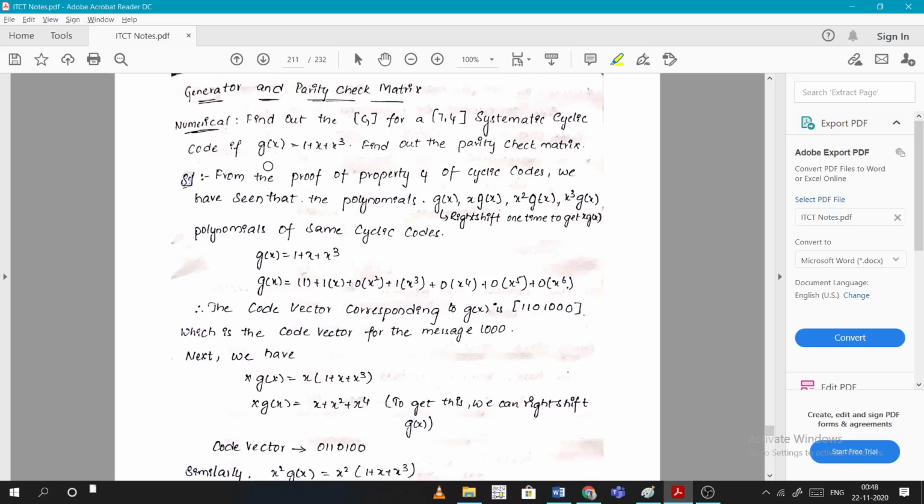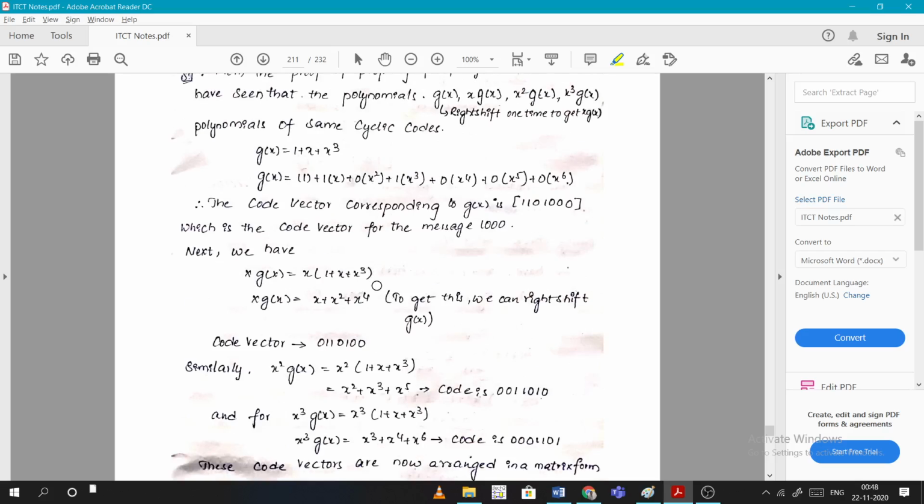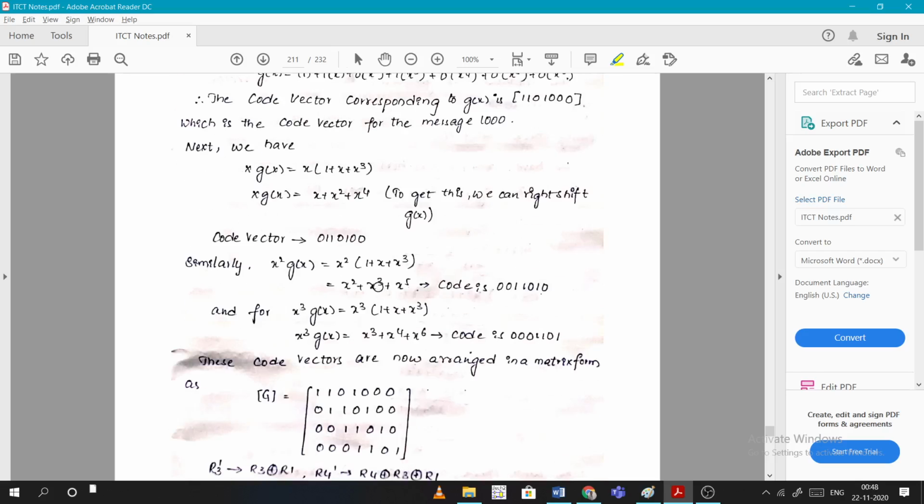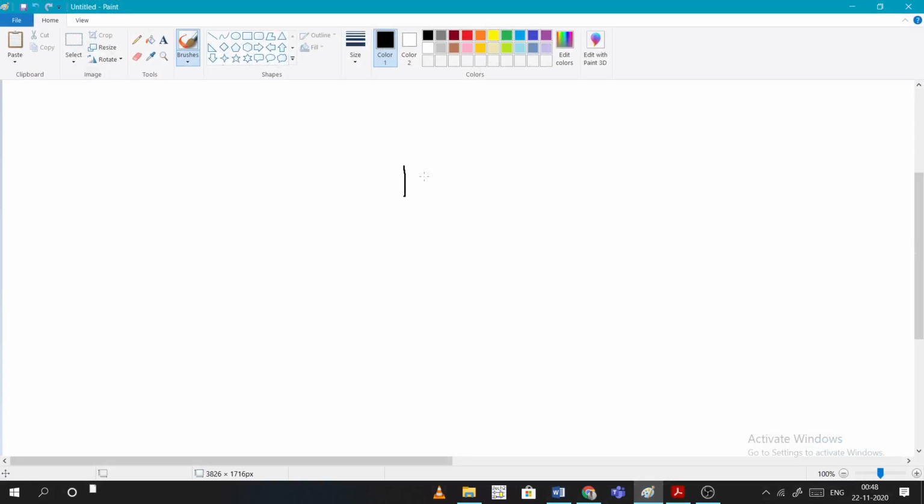So how to find it? Initially they will give 1 plus x cube. So from this, what can we write in terms of bits? That is 1 1 0 1. So basically 1 1 0 1 for 1 plus x cube. Okay, this is for general.